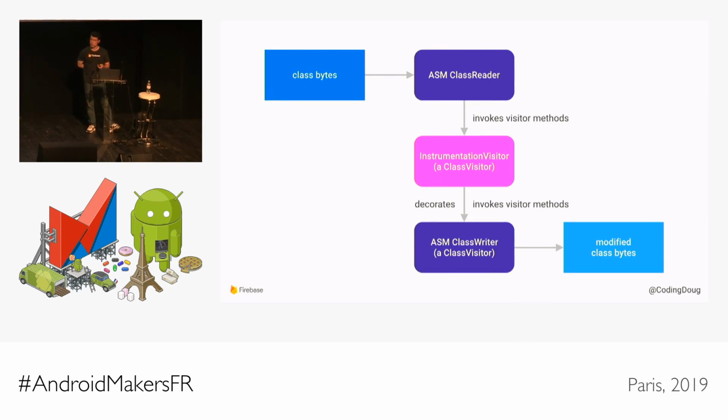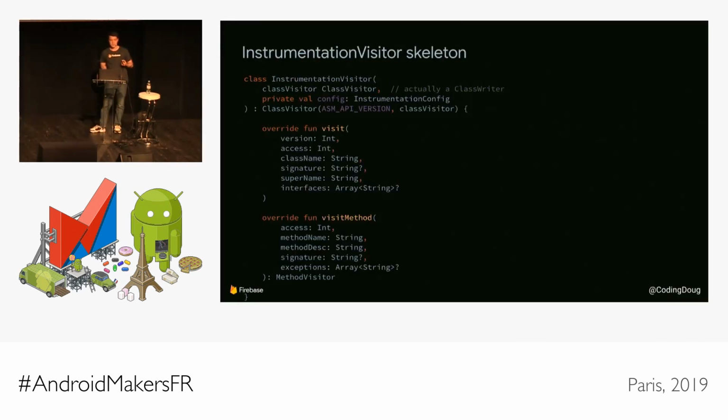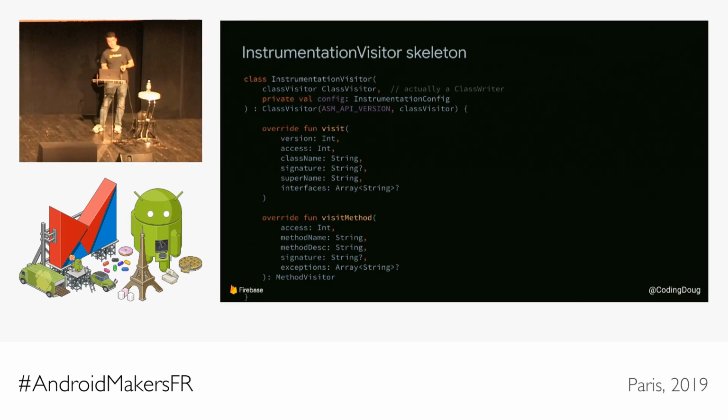So what does my instrumentation visitor actually look like? Well, it has to subclass class visitor, and it also takes a class visitor as a parameter. It's decorating the class visitor that was passed in, which ends up being the class writer in this case. So we subclass class visitor, we decorate another class visitor, and then we have all these overrides. I'm only showing two of them here, but there's going to be a bunch of overrides for each one of the things that we can visit. The one thing I'm most interested in visiting, like I said before, is the method visitor. So this override on the bottom, visit method, returns a method visitor. This is where the good stuff is going.